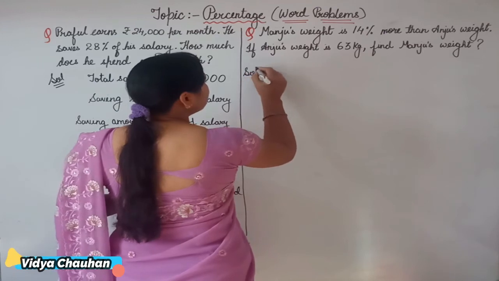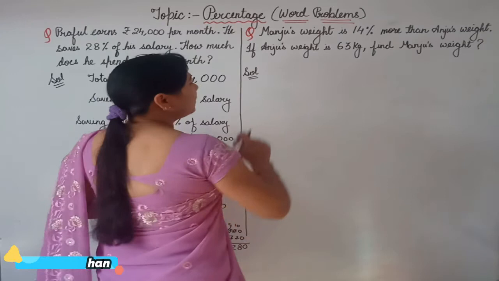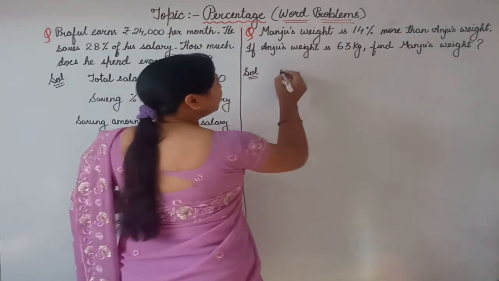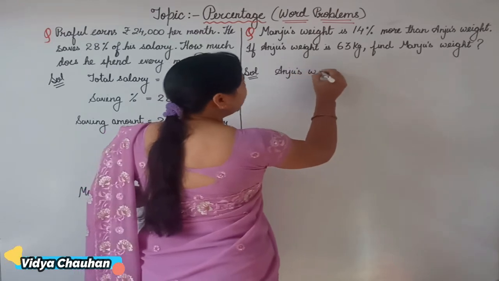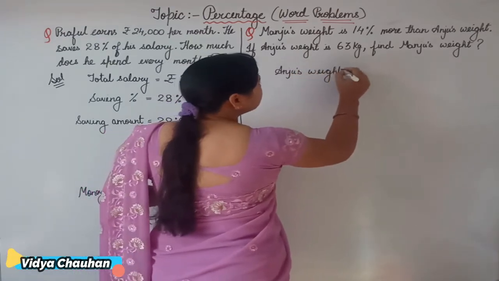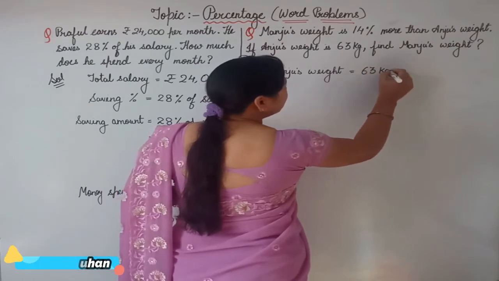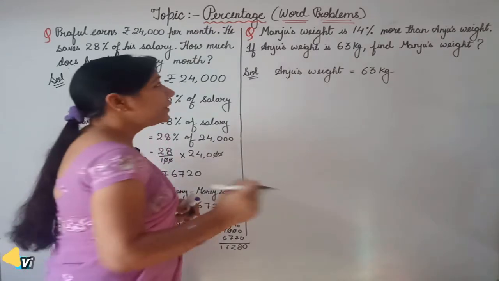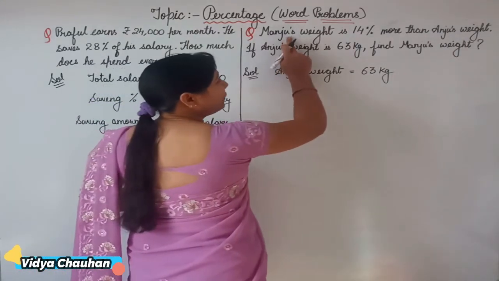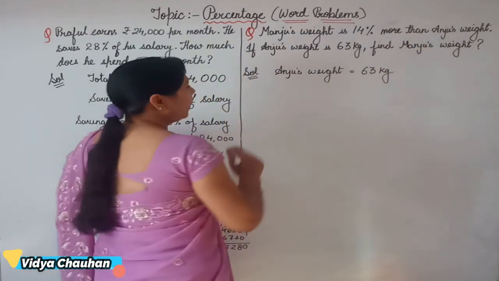Very first, writing up the statement, what are the things given to you? Very first, Anju's weight is given to us. So Anju's weight is equal to 63 kg. What is the weight of Anju? 63 kg. Then what is the relation between Manju's weight and Anju's weight? 14% more than Anju's weight.